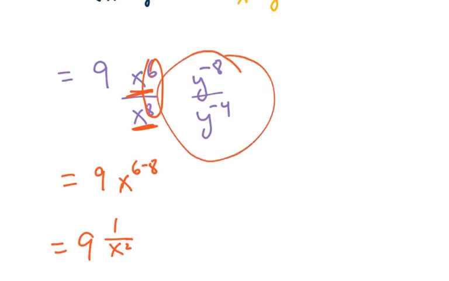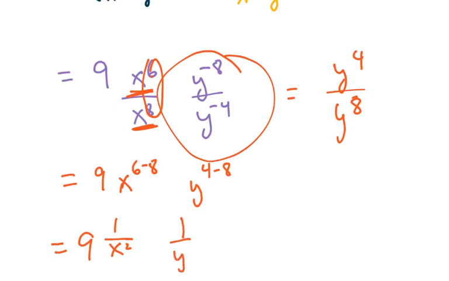Here, I'm going to switch these. We're going to rewrite this as y to the 4th over y to the 8th, which means I'm going to be subtracting. So y to the 4 minus 8. And again, it's kind of apparent that you're going to have 4 on the bottom. So the final answer is going to have that 9 on top, and on the bottom we're going to have x squared, y to the 4th.